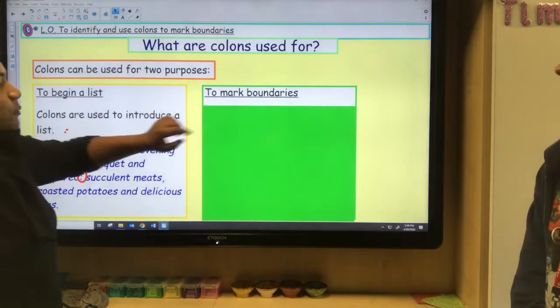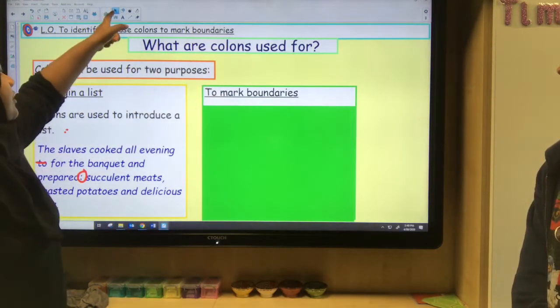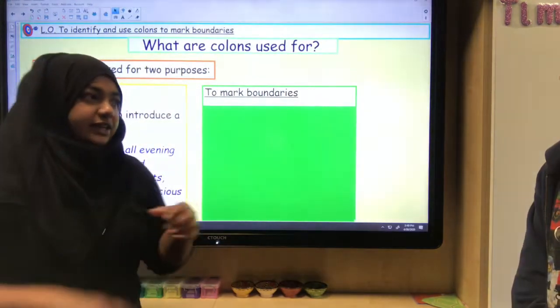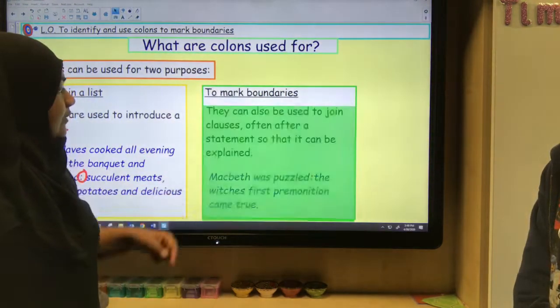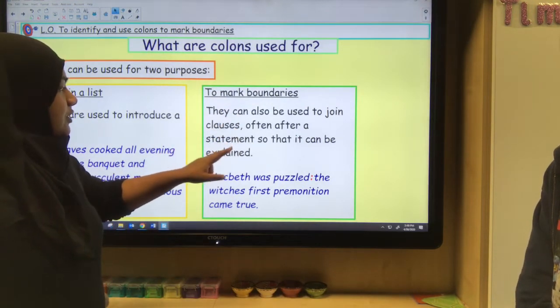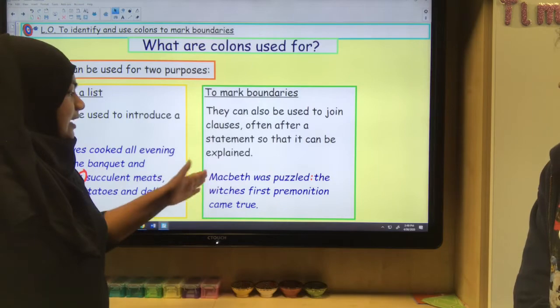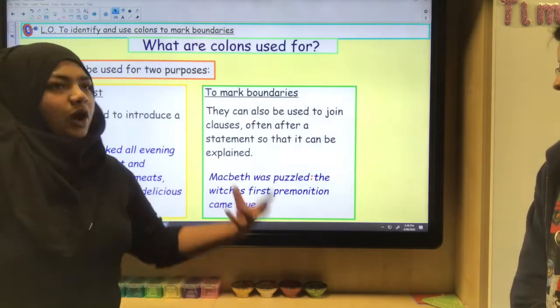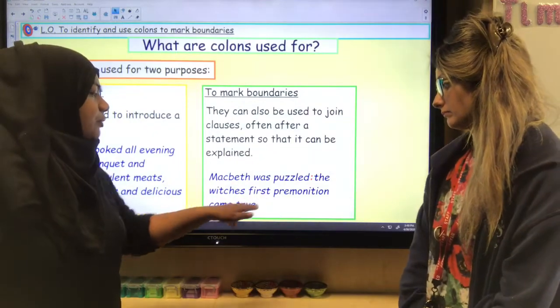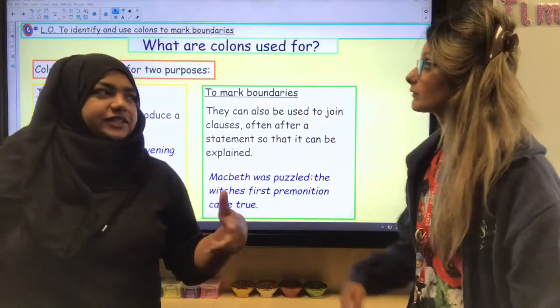Okay, so the second one which we're going to focus on during the session is to mark boundaries. So as Mrs. Gale said, to join 2 main clauses together. They can also be used to join clauses, often after a statement, so that it can be explained. So here we've got Macbeth was puzzled, or why was he puzzled? That's my statement. The witch's first premonition came true. Premonition just means prediction or prophecy.